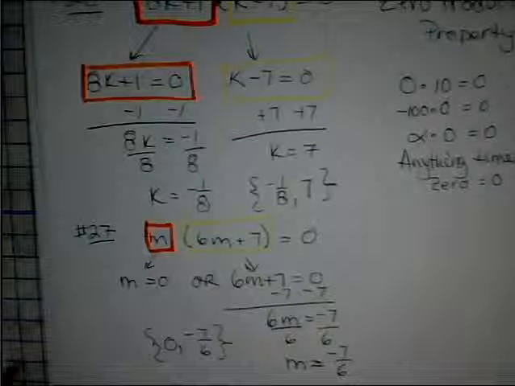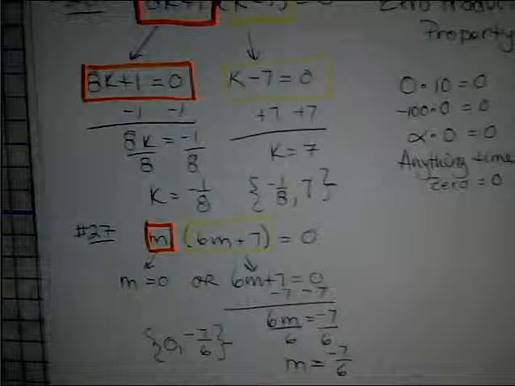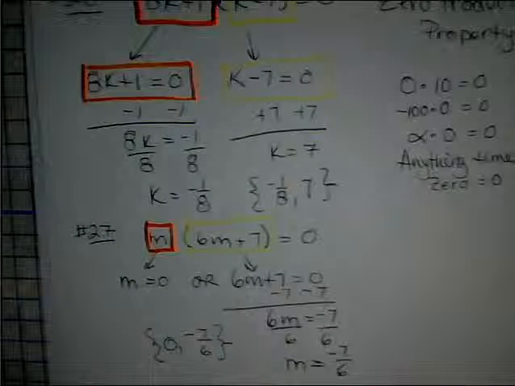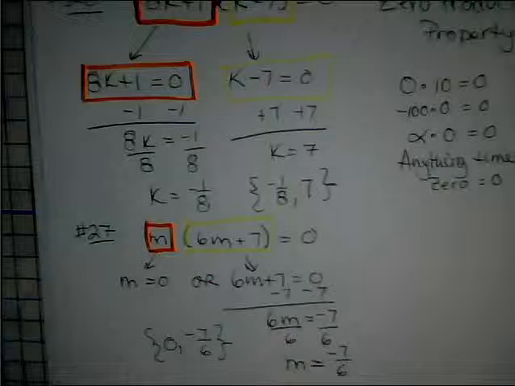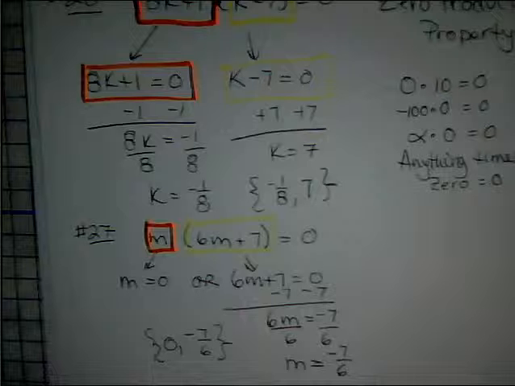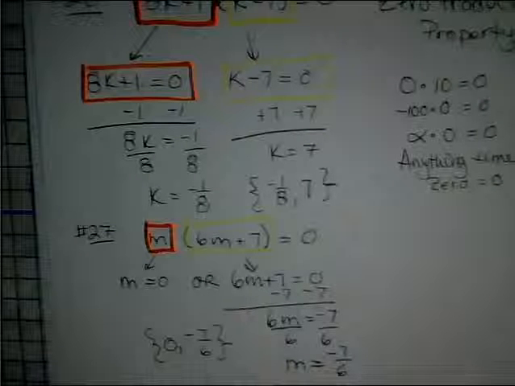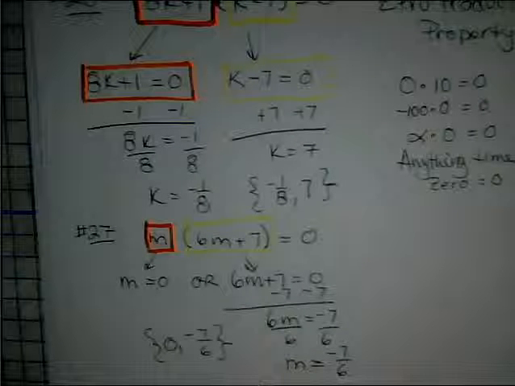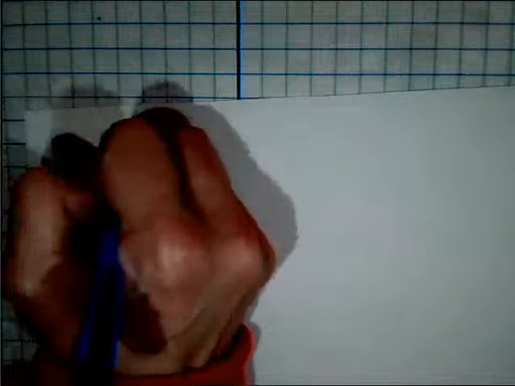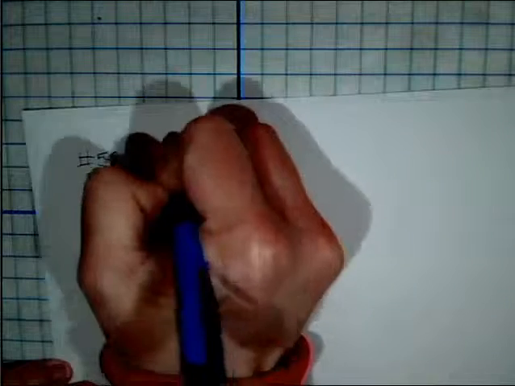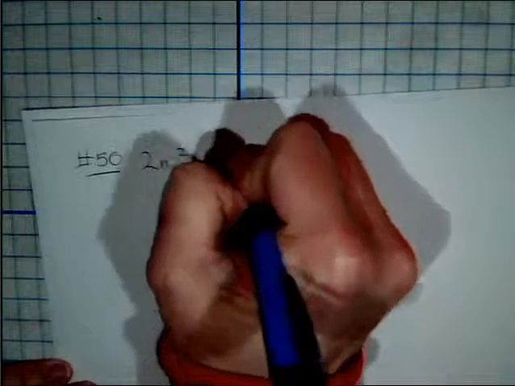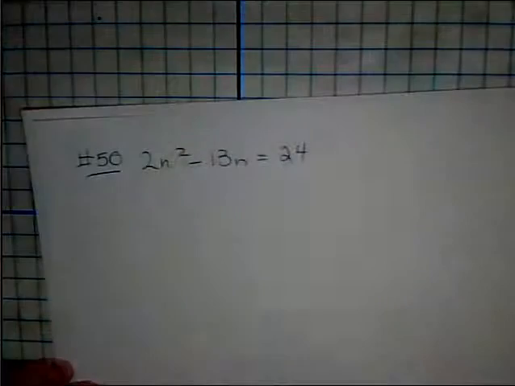Now, let's move on to questions that you're going to find on page 20, which is part of your assignment. And you're doing that whole process. You're factoring, and then you're setting equal to 0. So let's take a look at question number 50. Number 50 says 2n squared minus 13n equals 24.